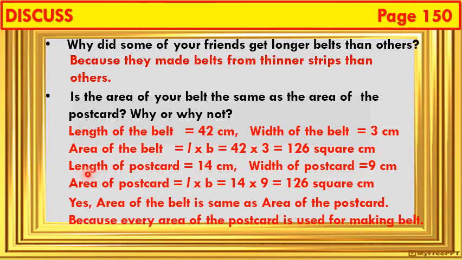Now it is already given that the length of the postcard is 14 centimeter and the width of the postcard is 9 centimeter. So the area of the postcard will be length multiplied by breadth, that is 14 nines, which gives us 126 square centimeter. Now children, is the area of your belt the same as the area of the postcard? Yes, the area of the belt is the same as the area of the postcard, that is 126 square centimeter. Because the entire area of the postcard is used for making the belt.